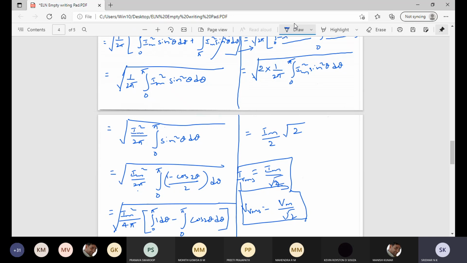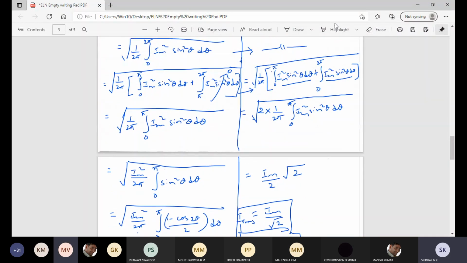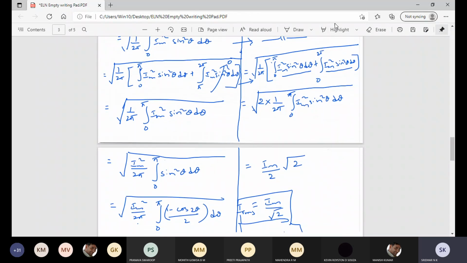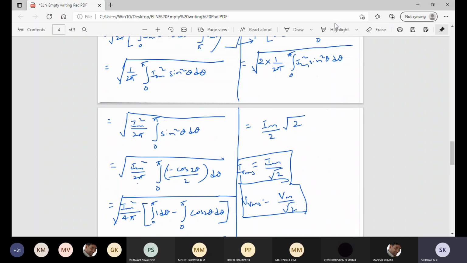Any doubt? Any doubt in this, how I have written from this equation to this equation? Are you clear? Yes, sir. Right. Fine. So this is how we find the RMS value for half wave rectifier and full wave rectifier. With this we are done with the DC components and RMS components of the half wave and full wave rectifiers.